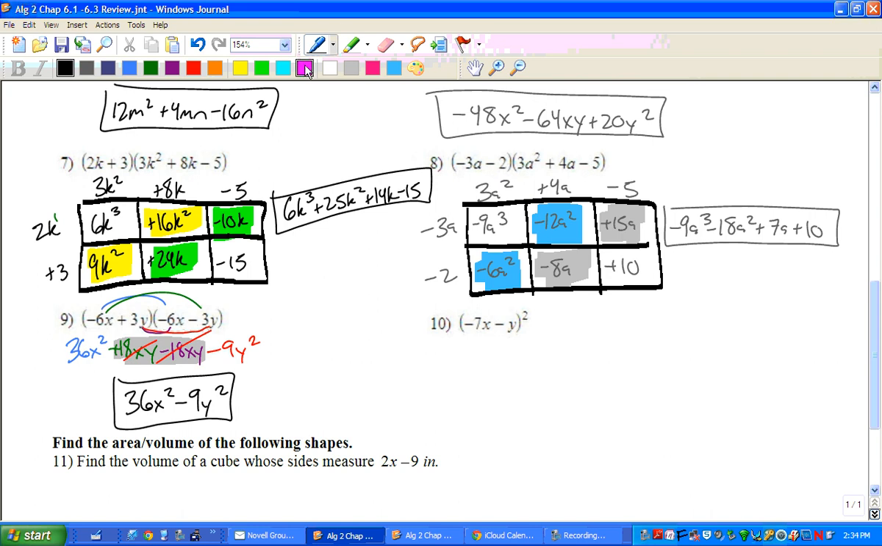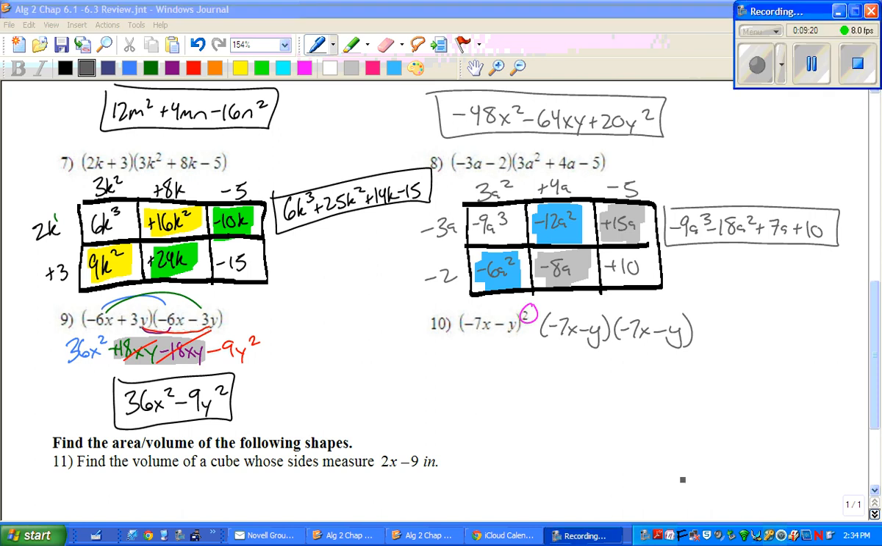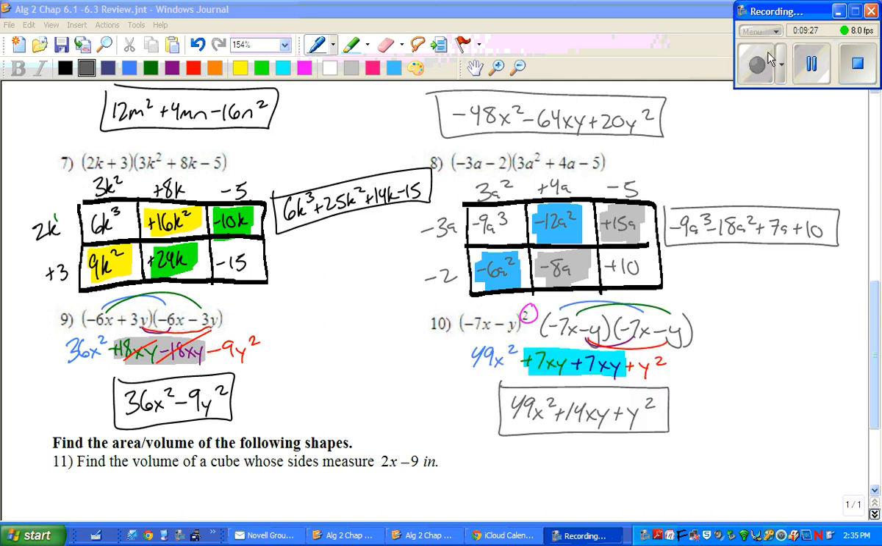All right, number 10. Remember that that exponent tells us how many of the base we've got. So this is really saying negative 7x times negative y, negative 7x times negative y. I want you guys to practice FOILing, or the box method, whichever way you choose, to see if you can get the answer. Go ahead and pause the video, please. Okay, and there you go. That's what you should get after you combine your like terms.